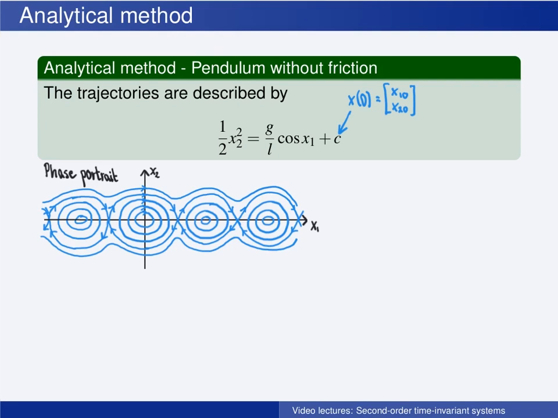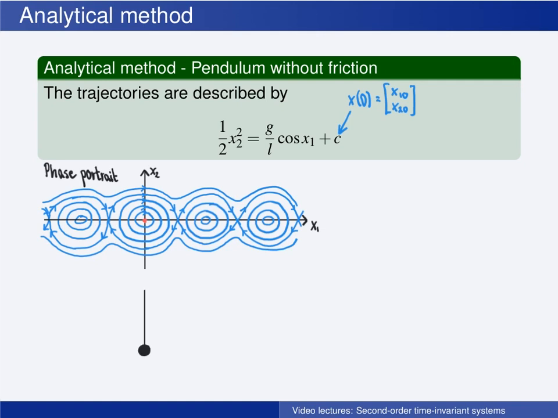What I want you to do now is to pause the video and find the equilibrium points of the pendulum without friction. I hope that finding the equilibrium points went well. If so, you found that the pendulum has an equilibrium point at the origin, where the angle x1 and the angular velocity x2 are both 0. This corresponds to the pendulum hanging straight down.